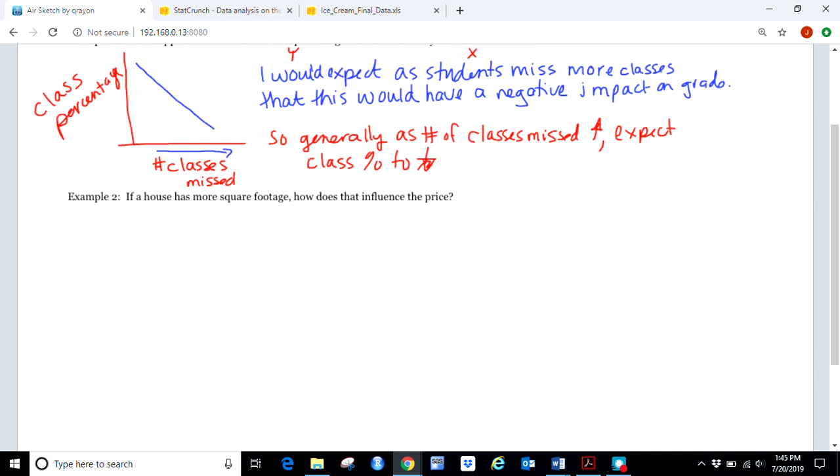All right, for our second example, we're seeing if a house has more square footage, how that affects the price of the house. So our square footage was our x, and the price was our y. And so same idea here. What would you expect to happen as square footage got bigger? So as square footage increased, I kind of think that my house is getting bigger. So what would I expect to have happen to price? Well, I'm going to expect price to probably go up. Generally, bigger houses cost more money.